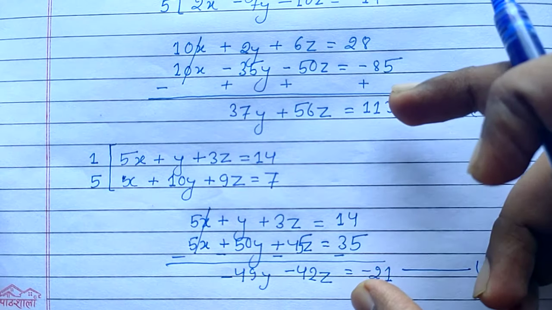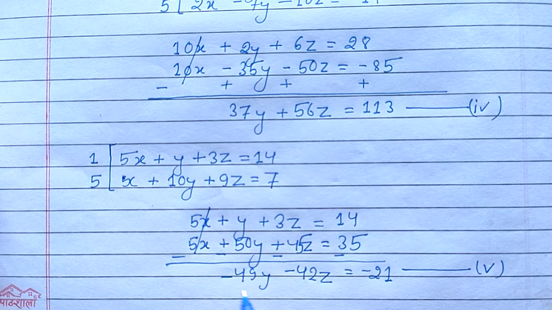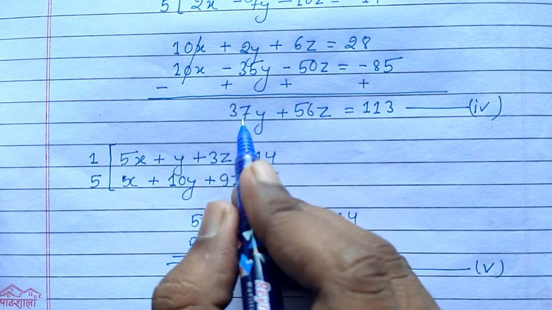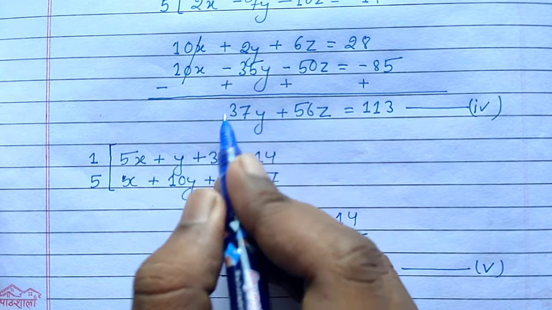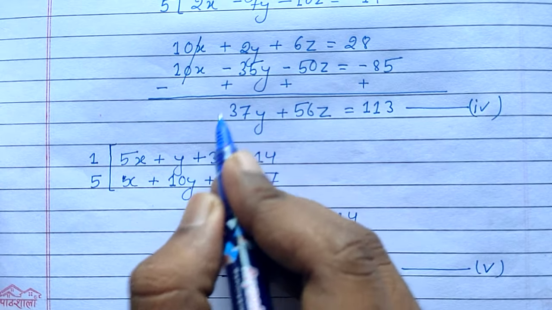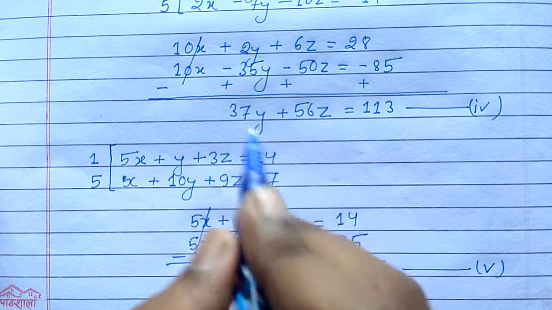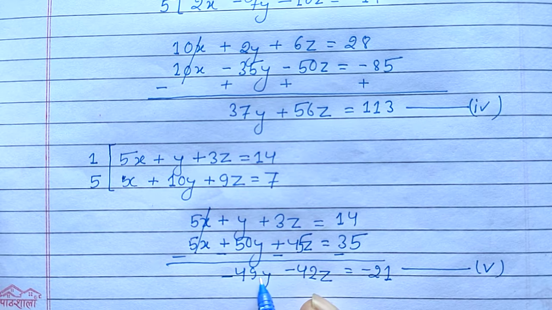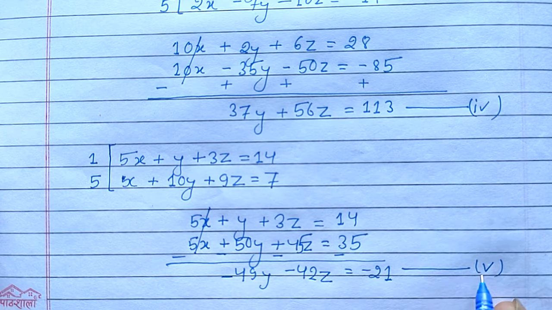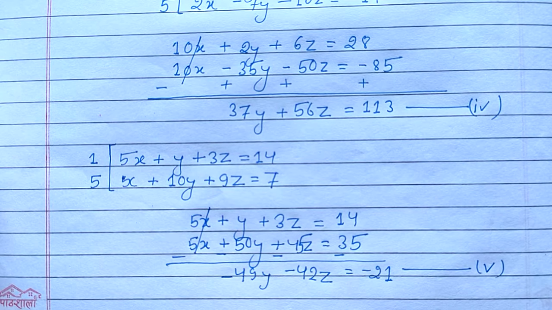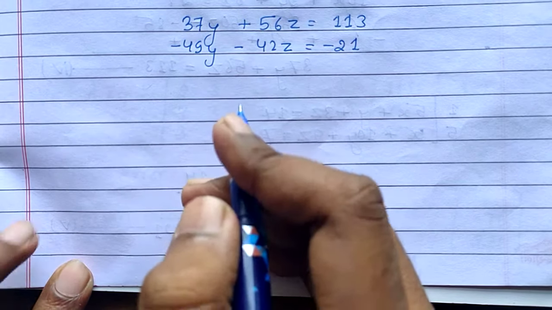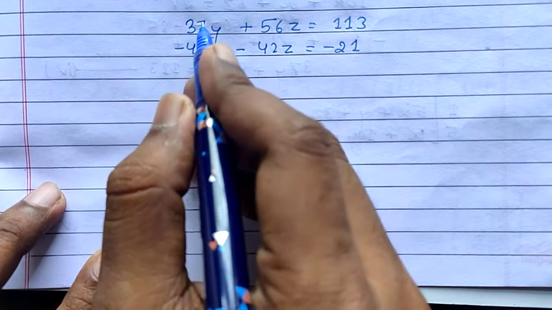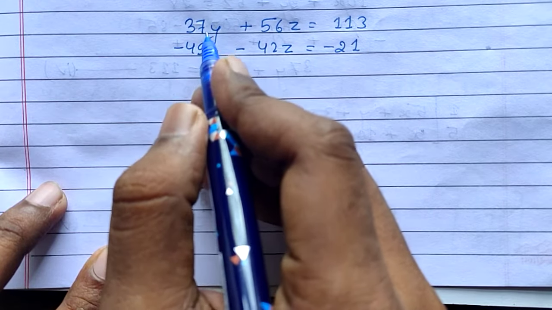Now we have to again select the second pivotal equation, which will have the highest coefficient of y. Here the coefficient of y is minus 49, and in equation 4 the coefficient of y is 37, so 49 is the highest in magnitude. Using this pivotal equation we need to eliminate y from the other equation. So let's see how the solution is done. Now here I have written our equation 4 and equation 5. This is our second pivotal equation after x.